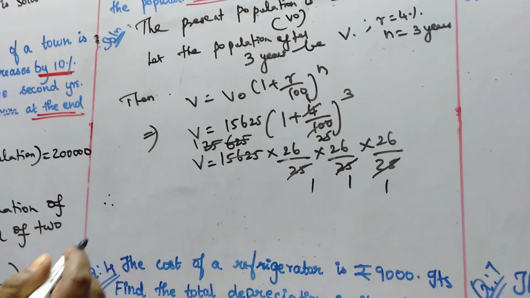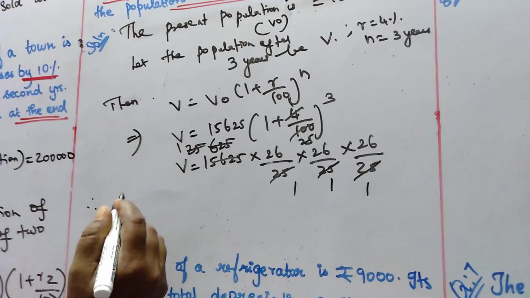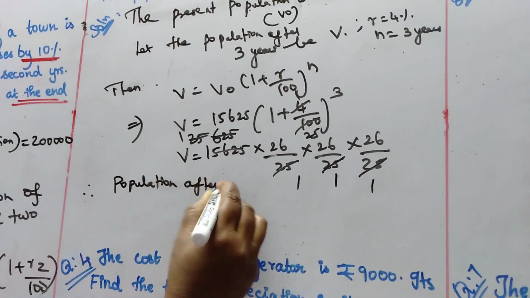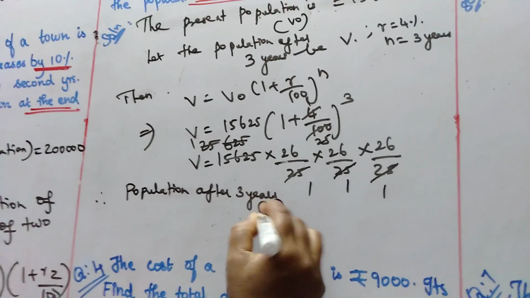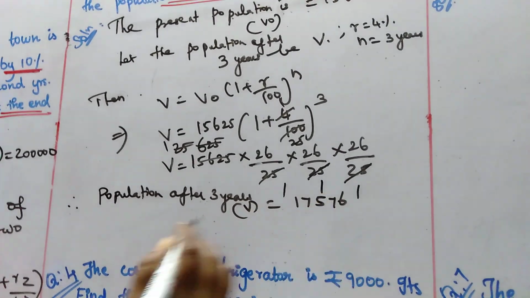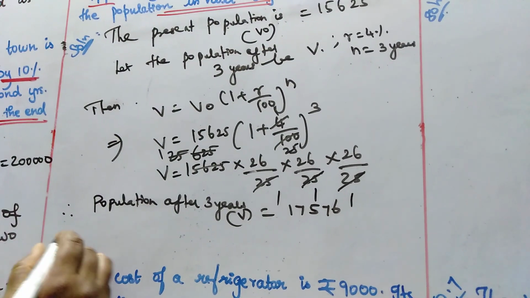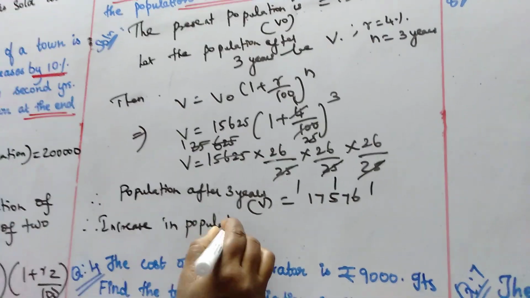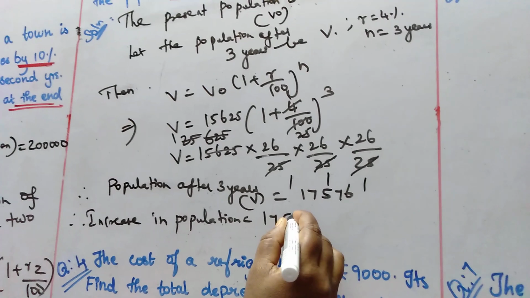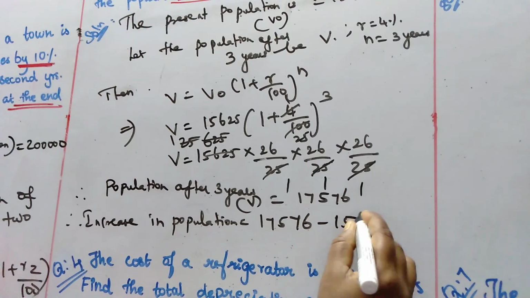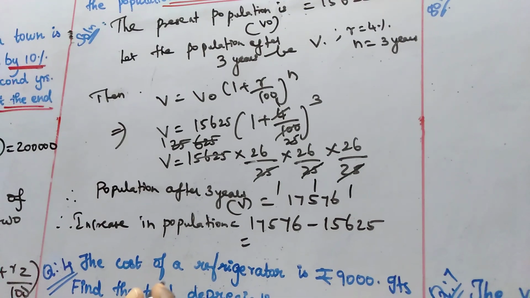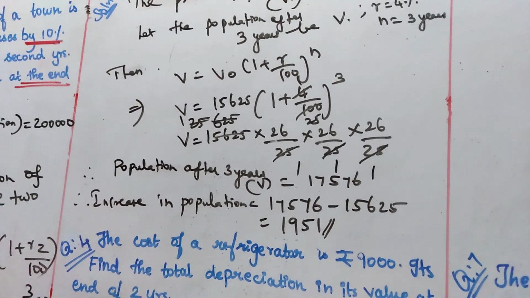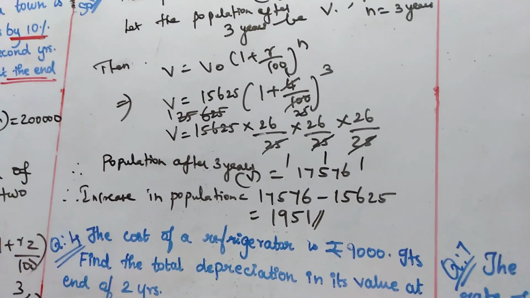What we will be getting is 17,576. That is the population after 3 years equals 17,576. But they are asking us the increase in population. So therefore, increase in population equals 17,576 minus 15,625, which is equal to 1951. That is 1951, which is the increase in population. Okay, very simple sum only.